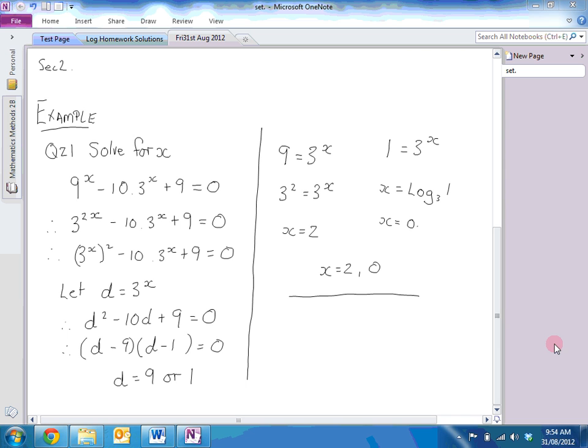Excellent. Okay, is everyone happy with how to do that question? Yep. Any questions about it? Really what you're looking for is you're looking to turn it into a quadratic, and the main hint comes from that base number 3 to the x that's just there.